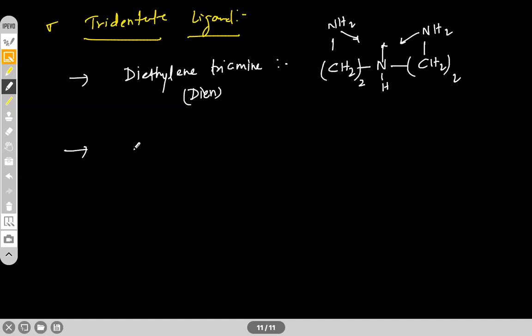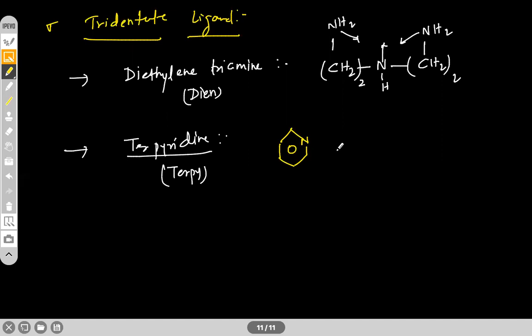Next is terpyridine, T-E-R-P-Y is the symbol. And the structure here is one, two, and three donor atoms. Terpyridine. Then tetradentate. Copy this down. I'll go to the next page.